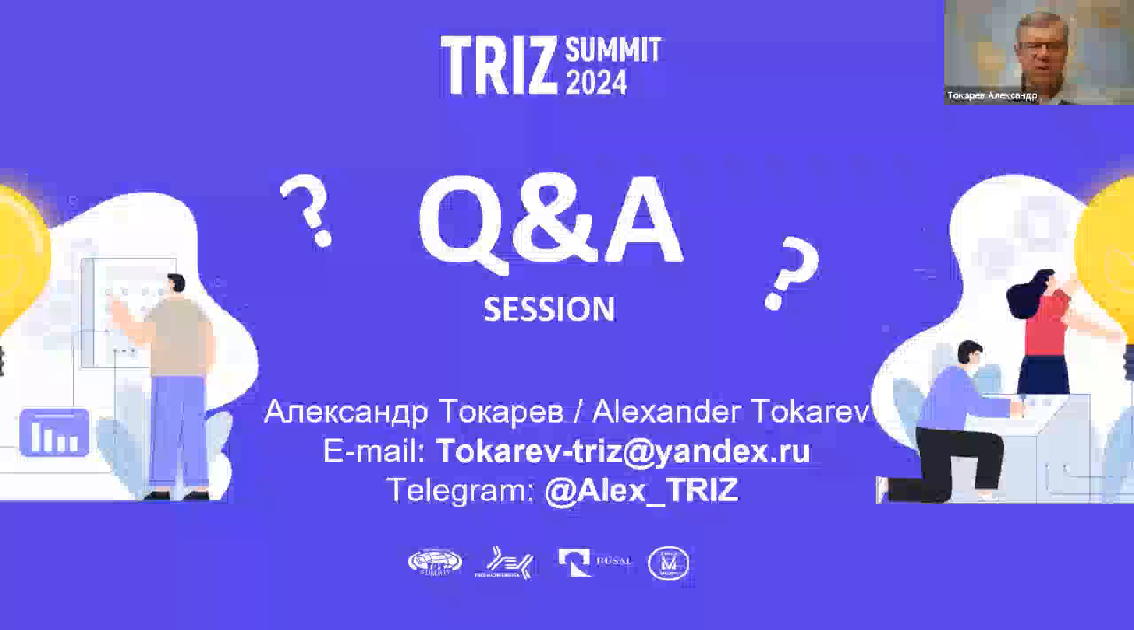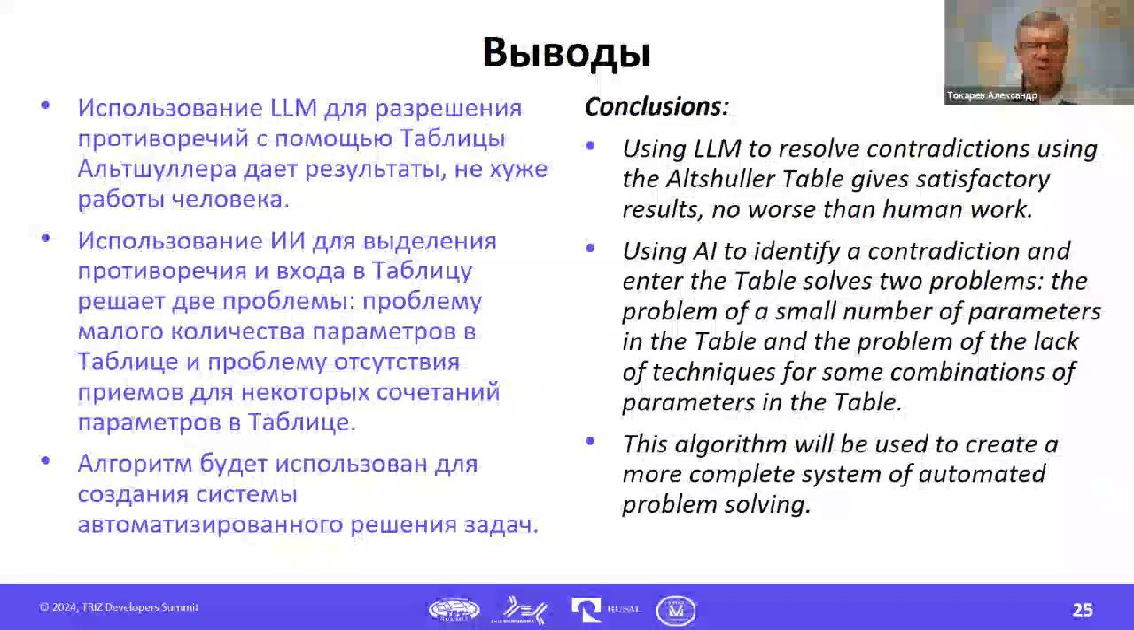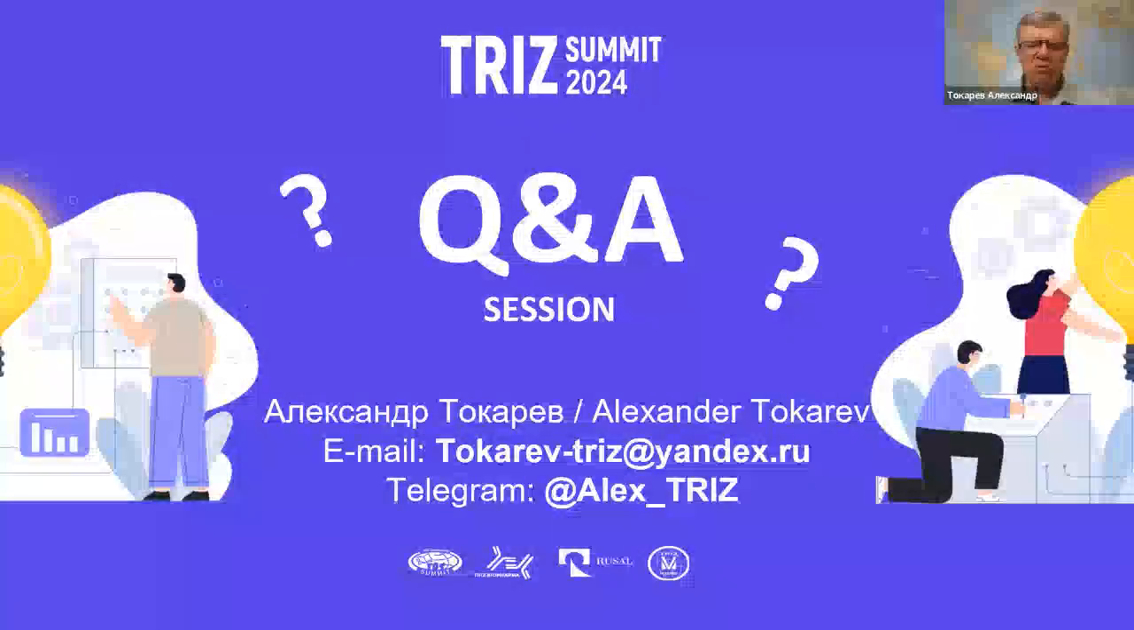As conclusions, I would say that the LLM resolves contradictions pretty well and could substitute human labor. Our users already do it and get pretty acceptable results, not worse than they would do manually. Of course, it's more convenient and faster. Now I'm ready to answer your questions.